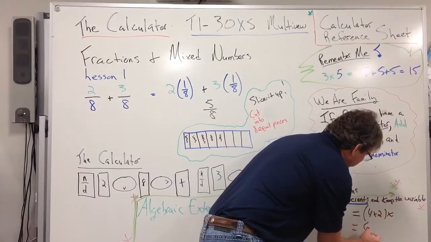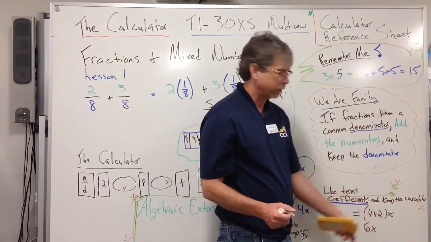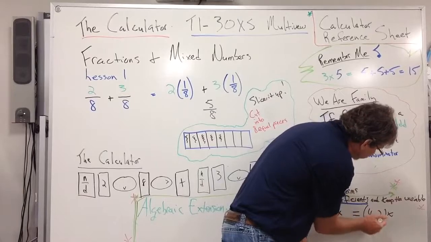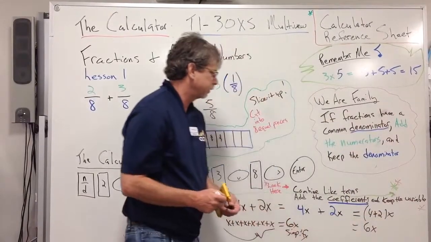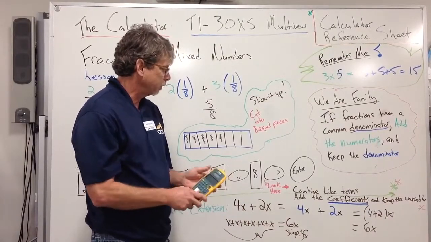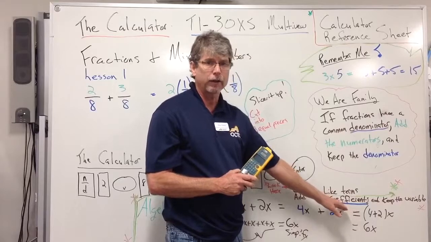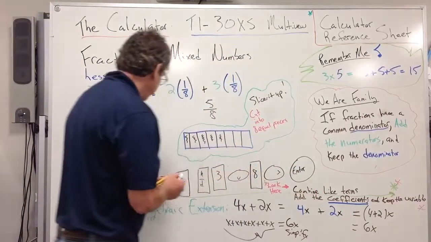So we have 4 plus 2, and then we keep the variable x, so we just call that 6x. Notice it's not a good idea to use the multiplication symbol, my addition symbol looks like an x, so you've got to be real careful and make sure it doesn't look like an x. That can really confuse things. Keep in mind also, you can't put 4x plus 2x in the calculator, but you can put the coefficients into the calculator.